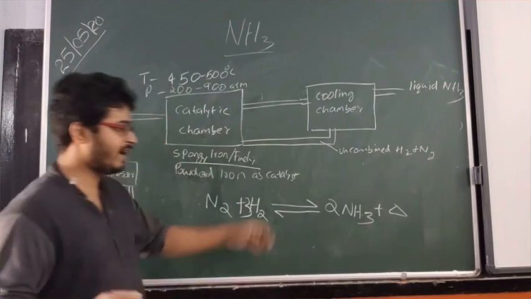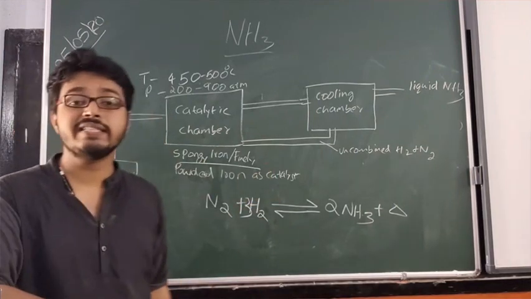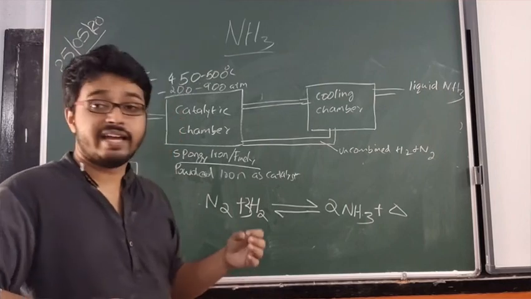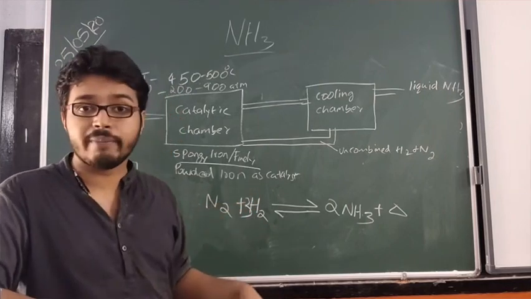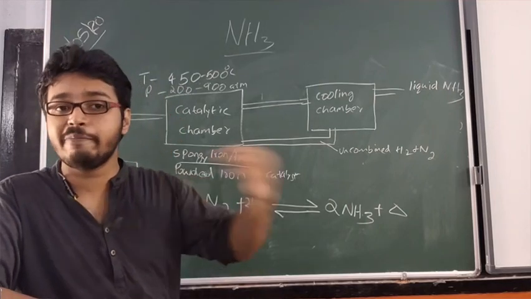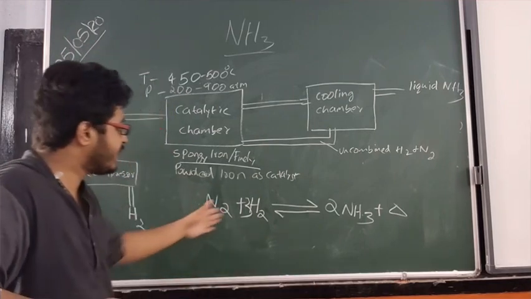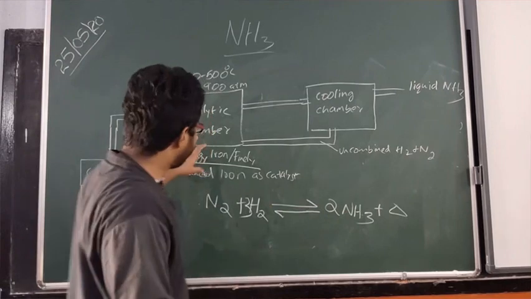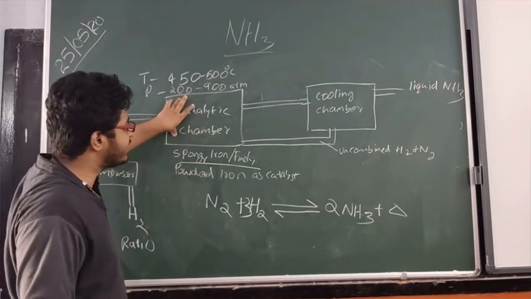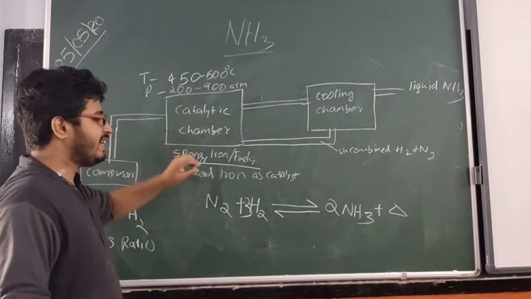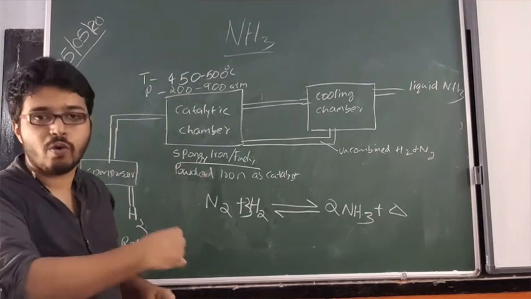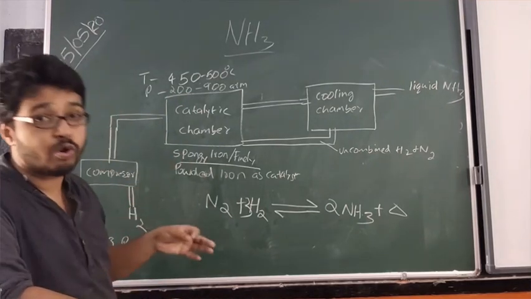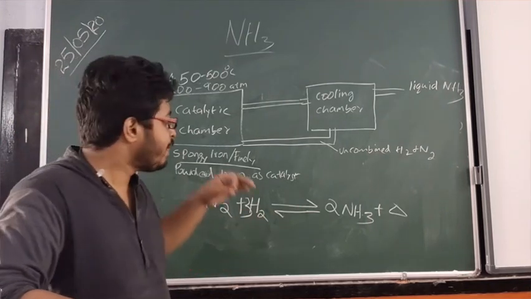What does this delta at the end mean? It means the reaction taking place here is highly exothermic, or in other words, heat is liberated when nitrogen and hydrogen react to form ammonia. This much is taking place inside the catalytic chamber, but this is not all. There is more, and we'll discuss it after this.